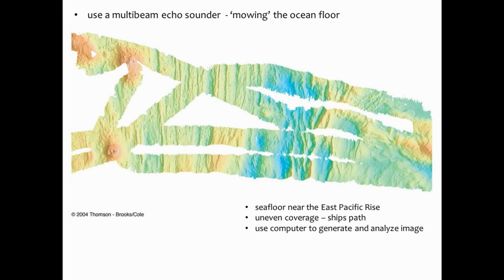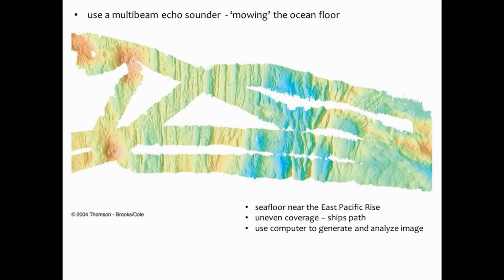Here we have an image of the seafloor near the East Pacific Rise. East Pacific Rise is a mid-ocean ridge. We have ships there, but we're still getting uneven, patchy coverage. There are areas where ships converge, and areas where the ship paths might be far apart. So you don't get complete coverage.